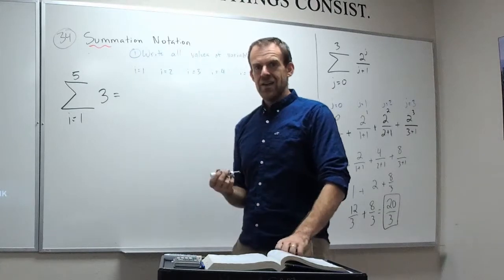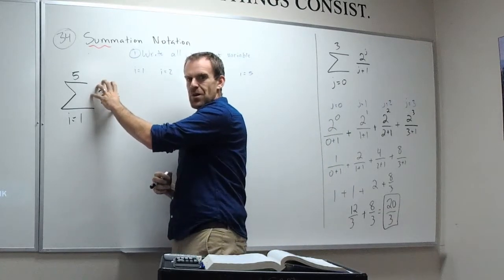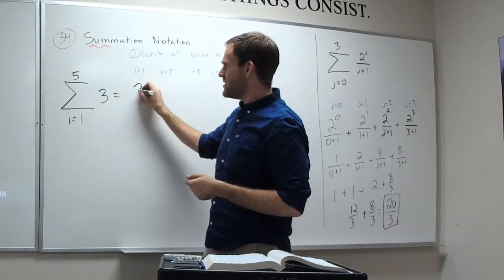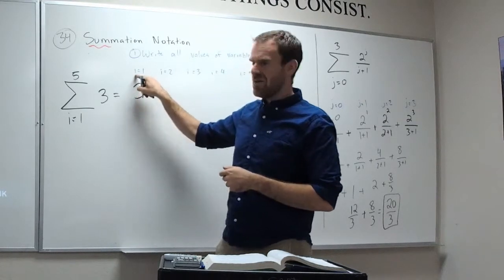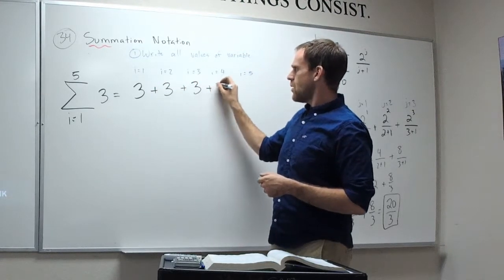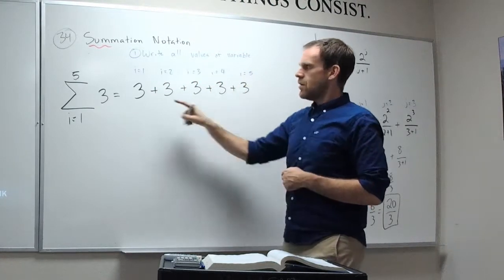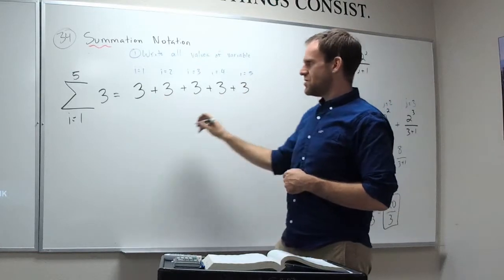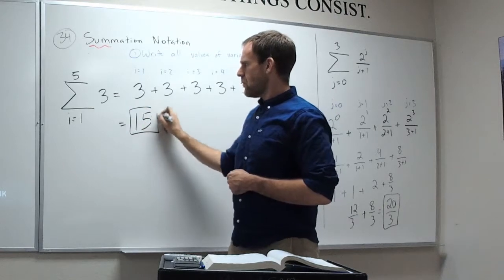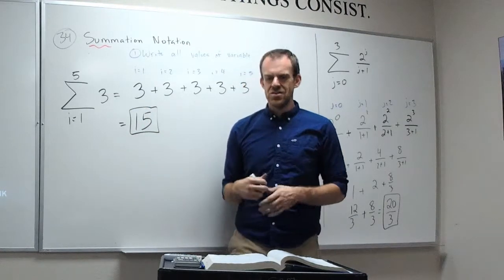Now, what do we add? Each time we add this expression. In this case, our number is 3. Even though it doesn't depend on i at all, we will still add 3 each time. 3 plus 3 plus 3 plus 3 plus 3 is, you got it, 15. So that is summation notation.